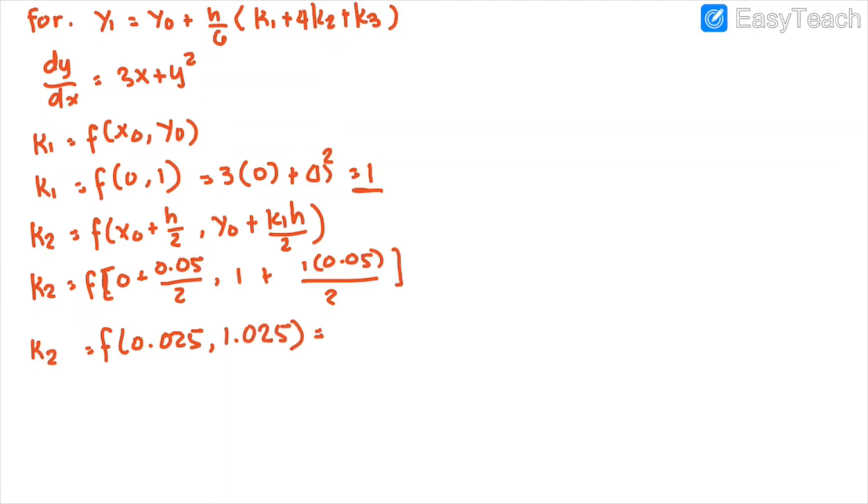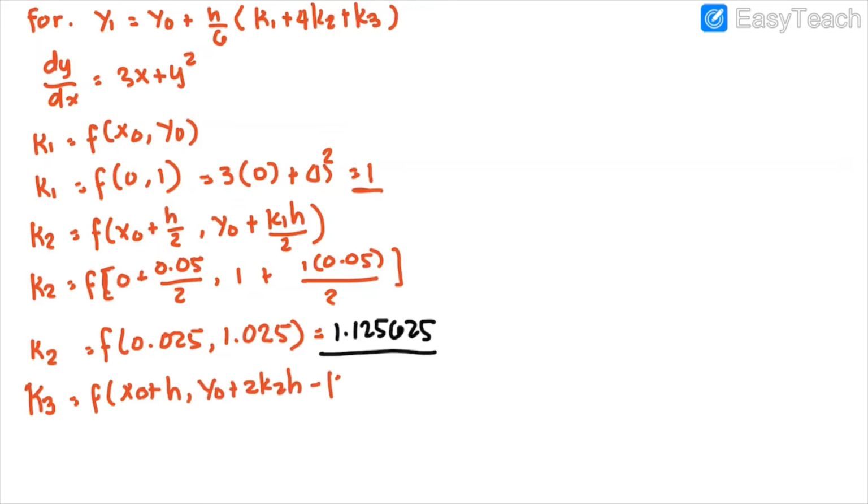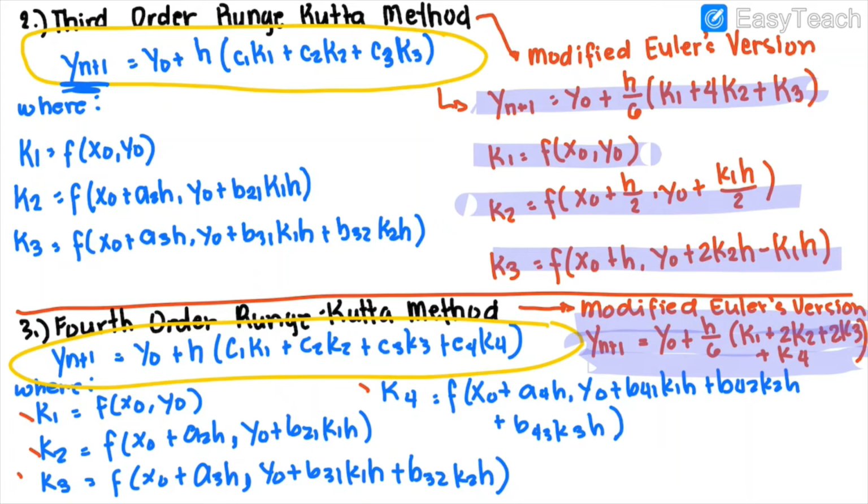Substitute that again to our equation, gives us functions of x and y that is equal now to 1.125625. Then solving for k3 again is f of x0 plus h and y0 plus 2k2h minus k1h. Right? That is it, right? So k3, right? This was our k3.